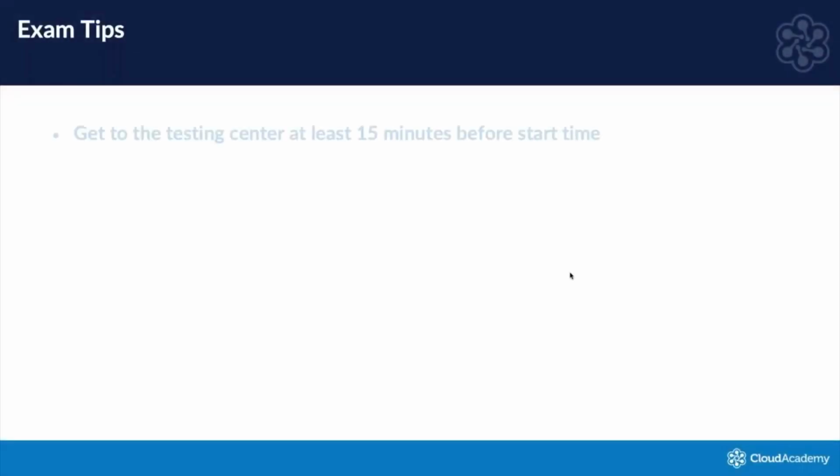All right, just a few tips. This probably goes without saying, but you should get to the testing center at least 15 minutes before the start time. You can't just walk in and take the exam. There's a procedure you need to go through first, including getting frisked. Well, they don't actually frisk you, but they kind of get you to frisk yourself. They want to make sure that you're not taking any prohibited devices in there that you might cheat with and things like that. So there's a bit of a process, and so make sure that you get there well ahead of time.